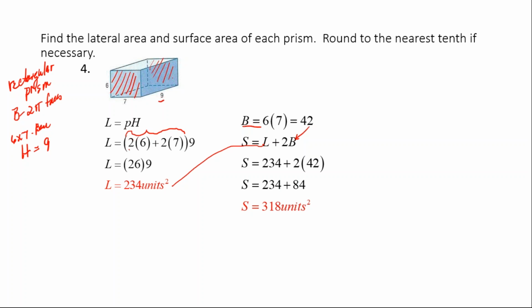Something to keep in mind. Rectangular prisms, you can get away with this. The other ones, you can't. Rectangular prisms, these can have different lateral areas.